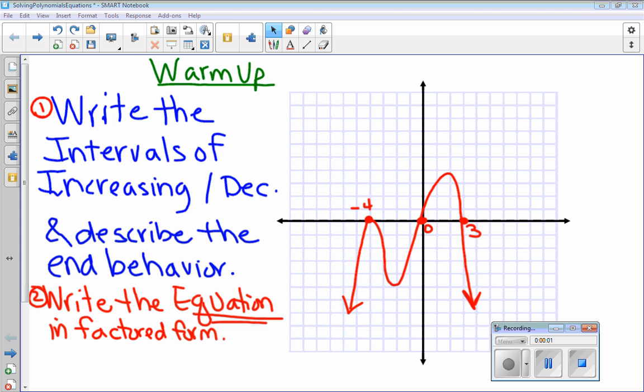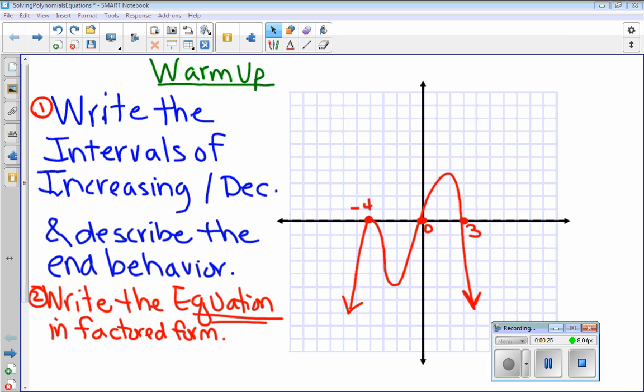Let's go ahead and look at this. Guys, look at this warm up real quick before we jump to homework. Okay? This was basically the first part, writing the intervals of increasing, decreasing, and describing its behavior, was essentially what your OPQ was on that you had to take last week, and there were several of us that still need to do that. And remember, you can retake those as many times as you need to.